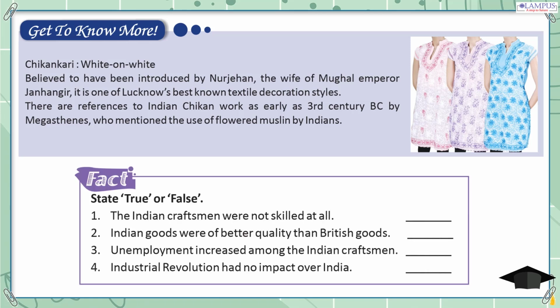Fact: state true or false. 1. The Indian craftsmen were not skilled at all. 2. Indian goods were of better quality than British goods. 3. Unemployment increased among the Indian craftsmen. 4. Industrial revolution had no impact over India.